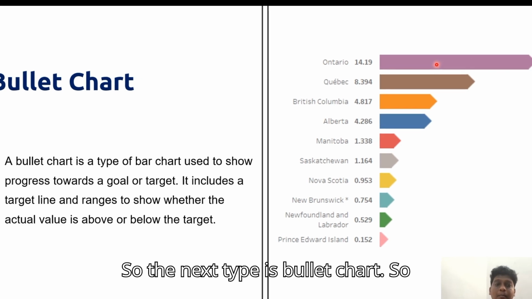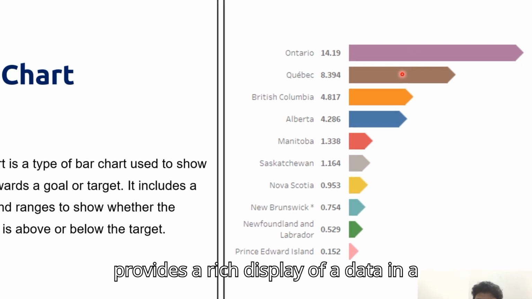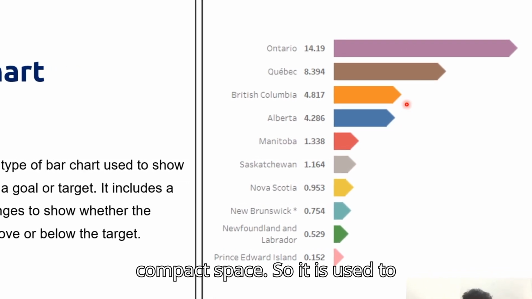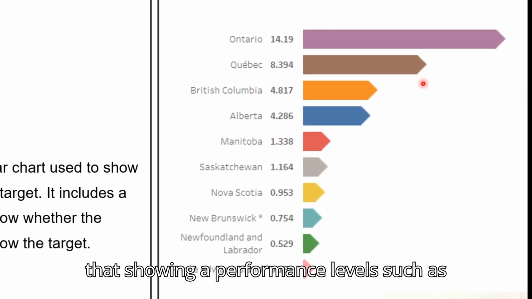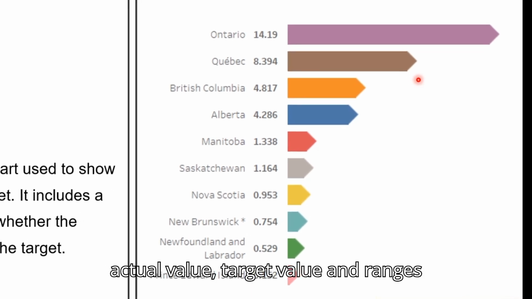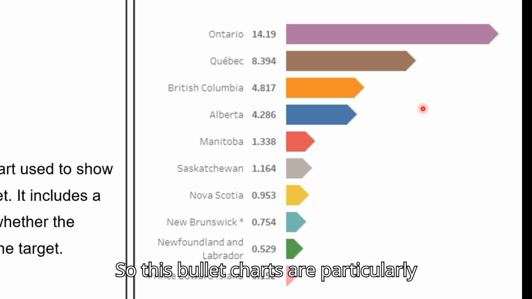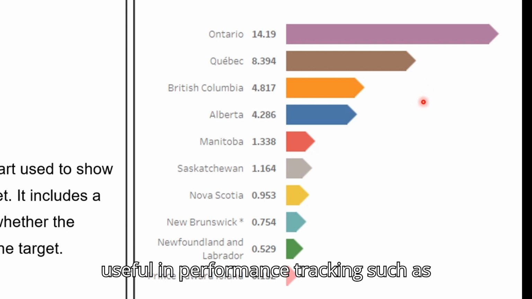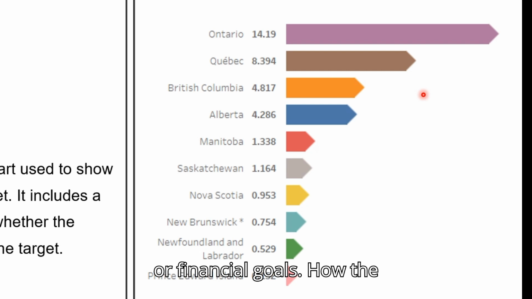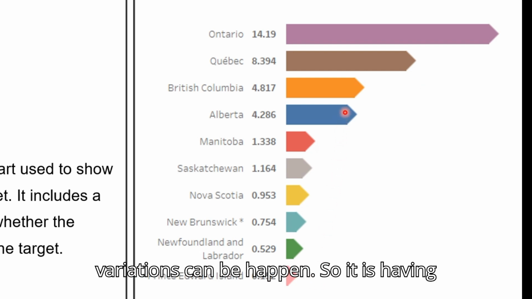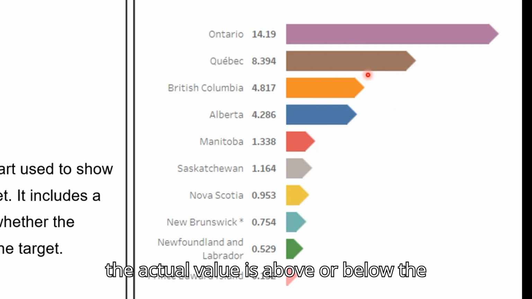So the next type is bullet chart. This is a data visualization technique that provides a rich display of data in a compact space. It is used to compare a measure against a target, showing performance levels such as actual value, target value and ranges such as poor, average and good. These bullet charts are particularly useful in performance tracking such as key performance indicators, sales targets or financial goals. How the variations can happen: it has a target line and it shows whether the actual value is above or below the target.